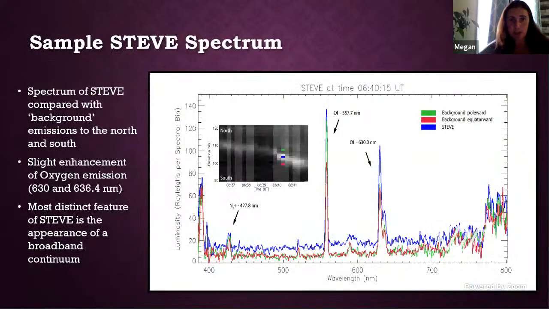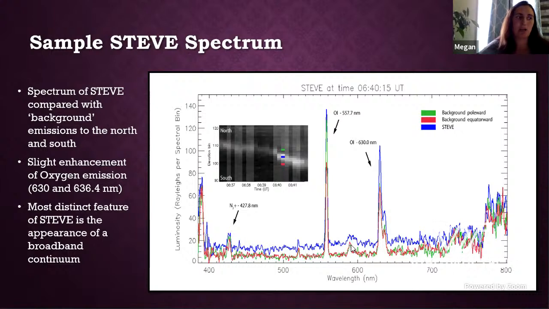So here's the spectra of Steve. Our background spectra are shown in green and red, and it's important to note that they are very similar to both the north and to the south of Steve. As you can see here, both north and south, they look the same. So the spectra of Steve itself, the point directly in the middle of Steve, which is this beautiful arc right there, is in blue. And there are two noticeable differences from the background compared to Steve. One of them is that there is a slight enhancement of the red line at 630 nanometers over and above the background emission. And the other interesting thing is this distinct feature with Steve, and that's this line here.